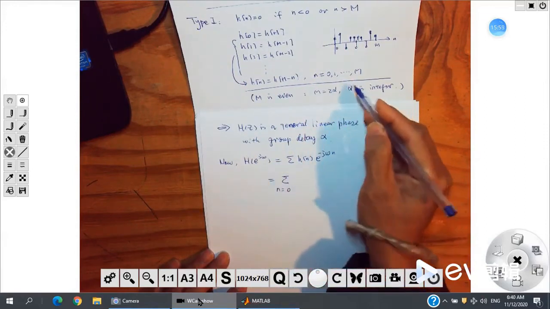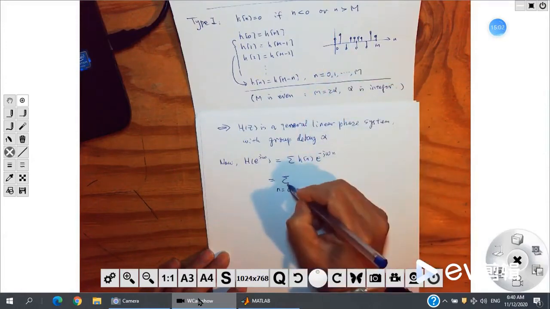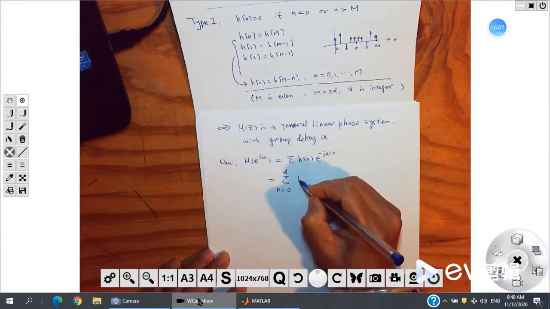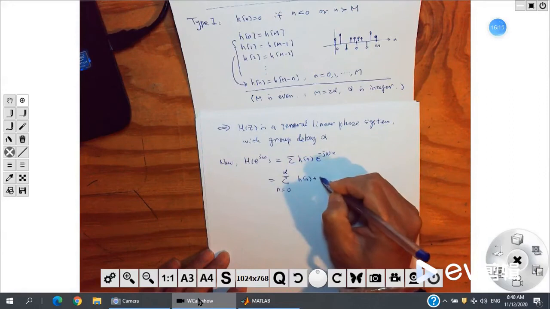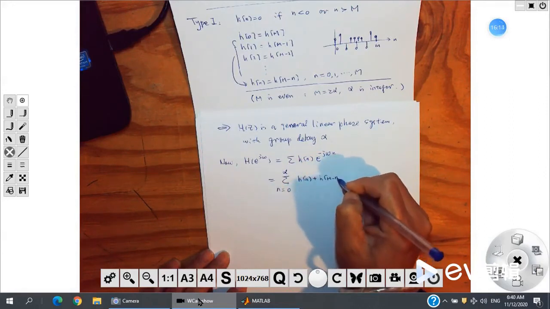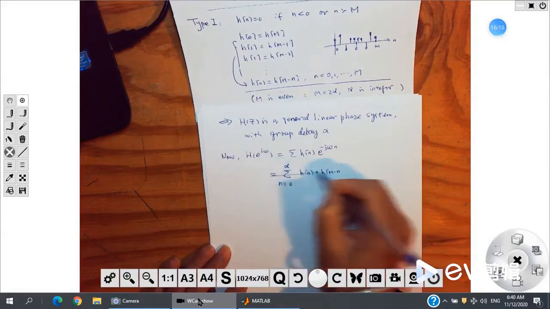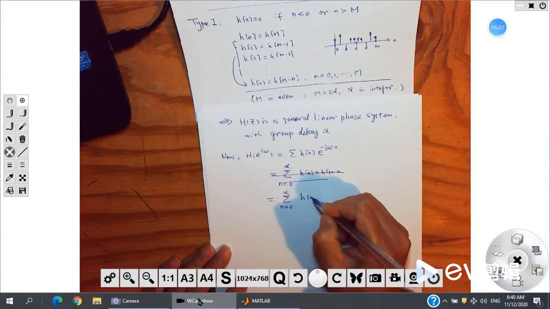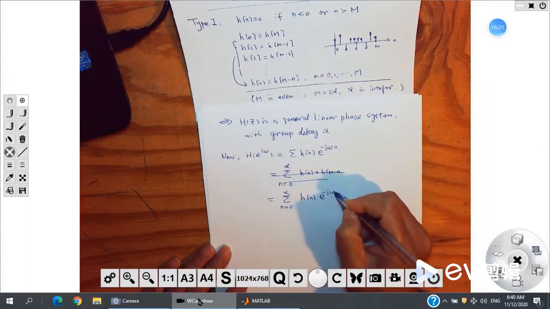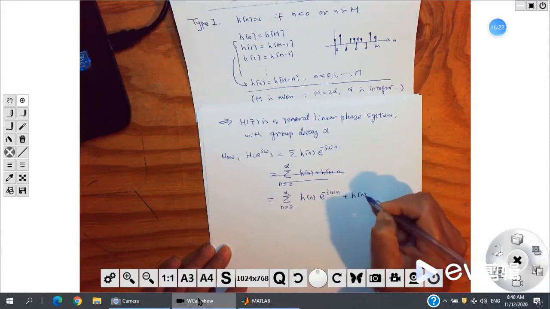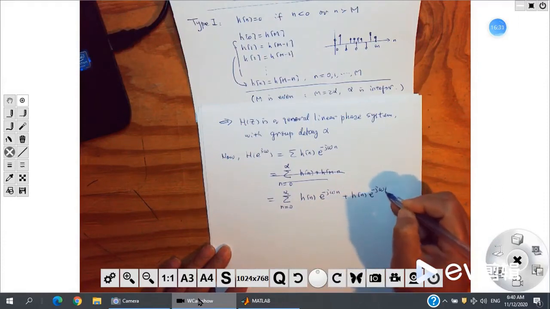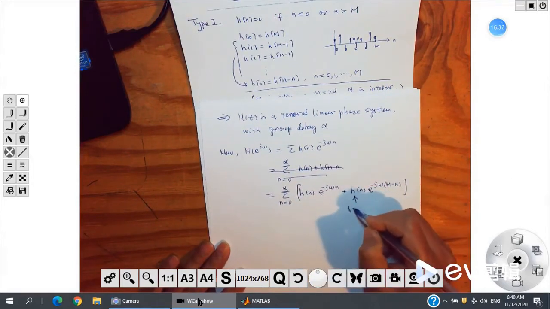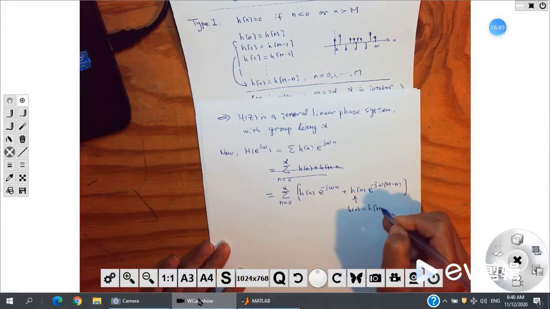But we only need half of it. I say this is 0 to r, here's h of n plus h of m minus n, equal to the sum from n equal to 0 to r of h of n times e to the negative j omega n plus h of n times e to the negative j omega (m minus n), because h of n is just h of m minus n.